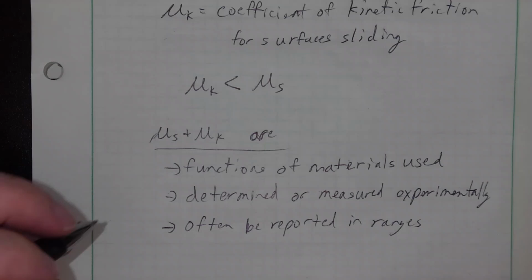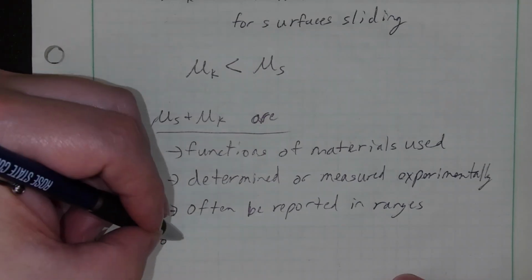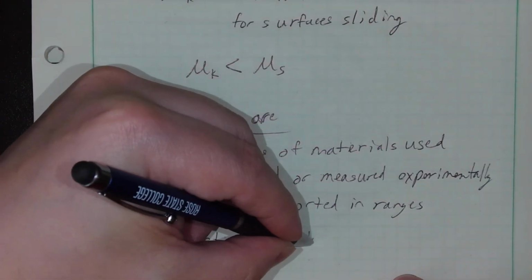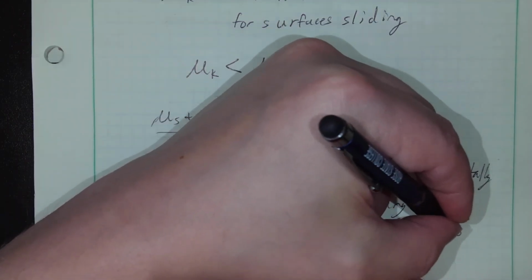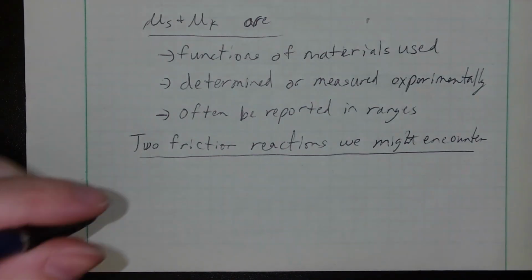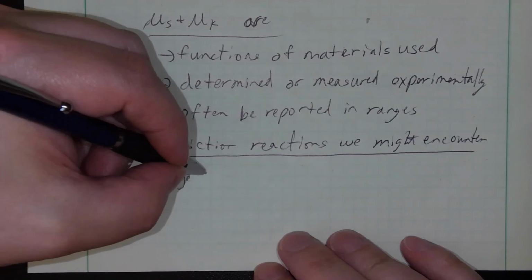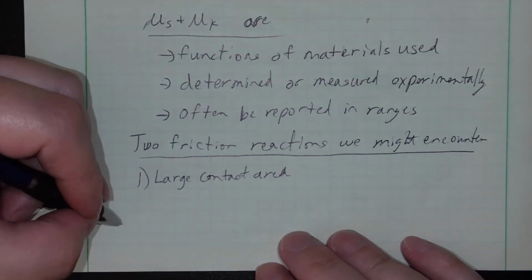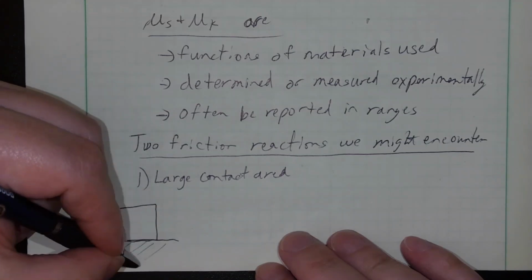Okay, all right, so that's a good amount of theory. Let's talk about applying it just a bit to friction reactions we might encounter. And I normally just classify them two ways. One is basically the large contact area, and that's the idea of the big box that we just saw a little bit ago. I've got a large contact area on some sort of a rough surface.